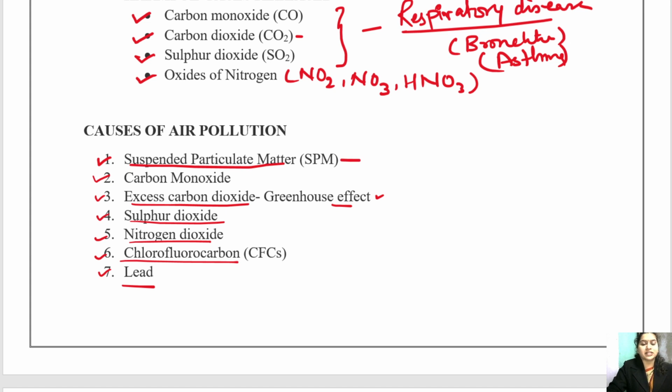What is suspended particulate matter? Children, see, in the air there are several dust particles present, right? It is not that the air is completely clean, with no dust particles and no other harmful gases; everything is there. But we humans have certain mechanisms in our body through which we can control the inhalation of it. Like we have a nostril, and there is mucus present in the nostril, and we have hairs, correct?